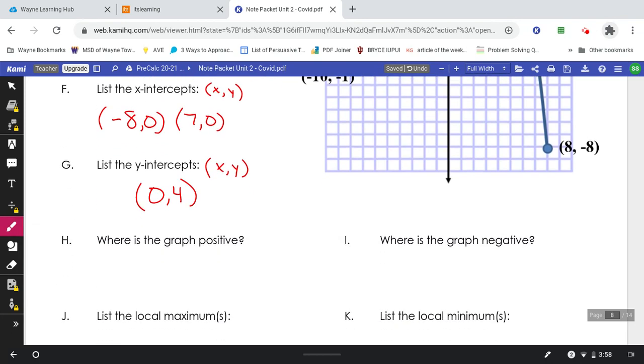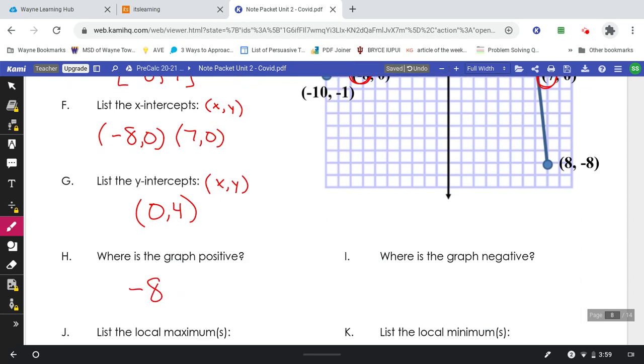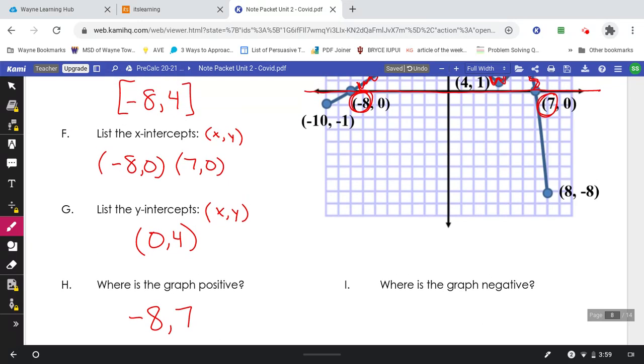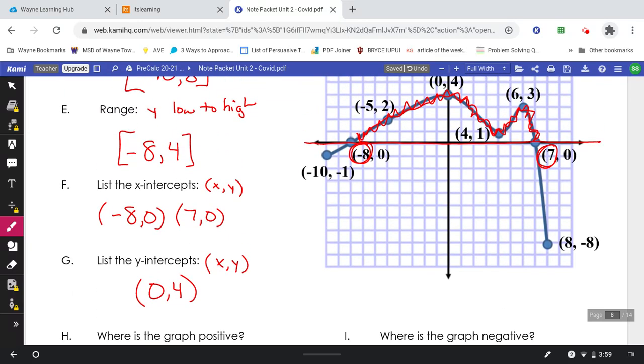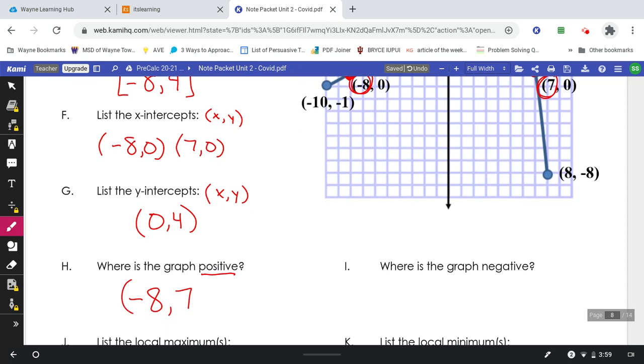All right, then it's asking for where your graph is positive. Positive is anywhere above your x-axis. So this is kind of going to be the line that you're looking at. Any section above that is going to be positive. So starting here and going all the way like this is all positive. And it's one big section. So I'm going to start at -8 and go all the way to 7. -8 to 7. And then for positive and negative, you have to decide whether it's going to be brackets or parentheses. Because both of these points are on the line, they are not technically part of your positive region. So we're going to use a parenthesis to show that.